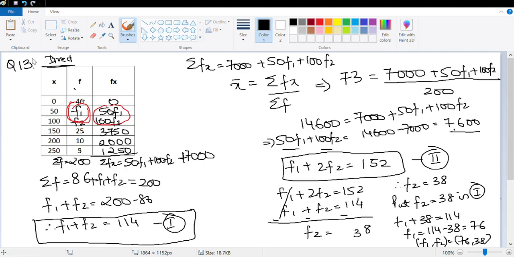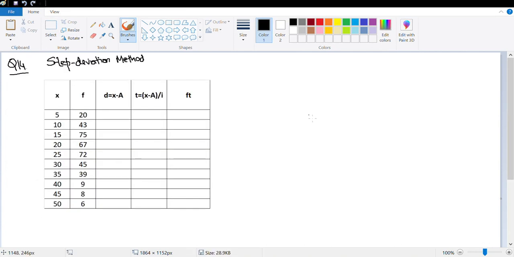The next question that I do is question number 14, and this time I use the step deviation method. Now this again is an easier method. I won't call it easier. It is a method which is used when you have complicated numbers, and multiplying this will become very difficult.